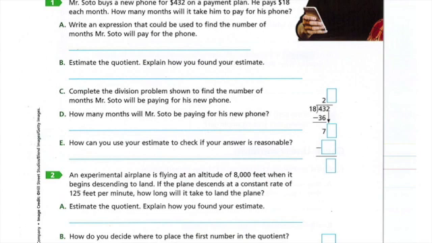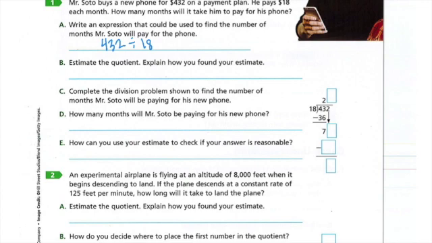All right, so when it says write an expression, it means just write the math problem. So in this case, we're going to take the $432 he owes and divide it by the $18 payment every month, and then we should get how many months it will take. So we're going to estimate the quotient. The quotient is the answer.